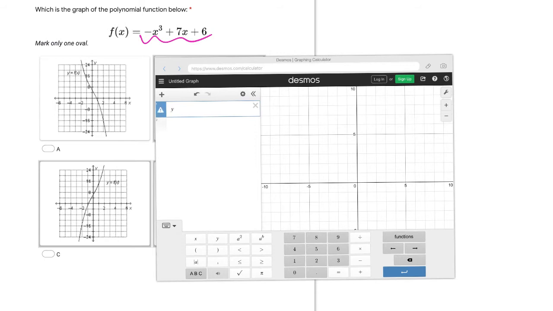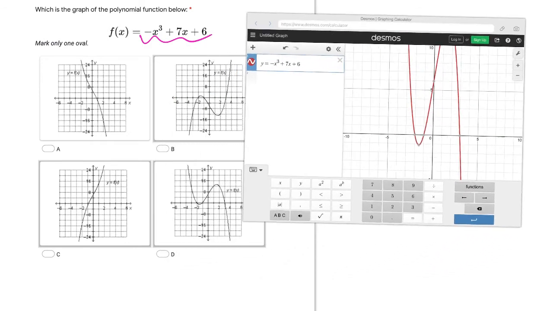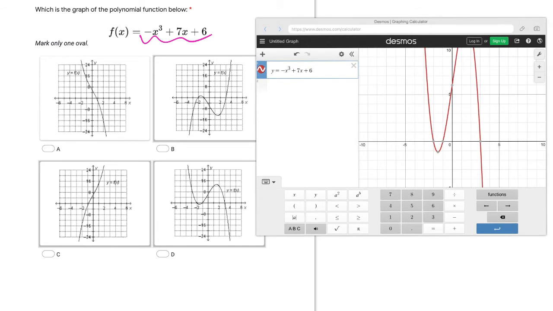I'm going to use y equals negative x cubed plus 7x and plus 6. So there's our graph. And so if we're trying to compare and look at the graphs that we have, you can see in the graph that our Desmos gave us, right-hand side's going down, left-hand side's going up, and it's got this nice little reflection in the middle.